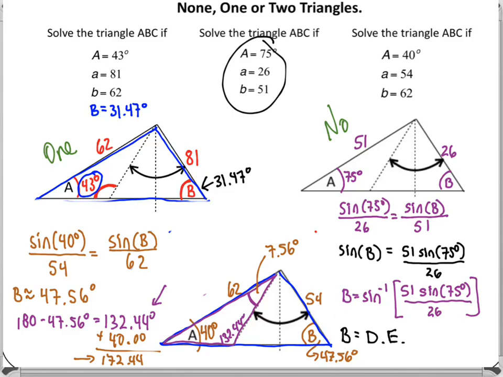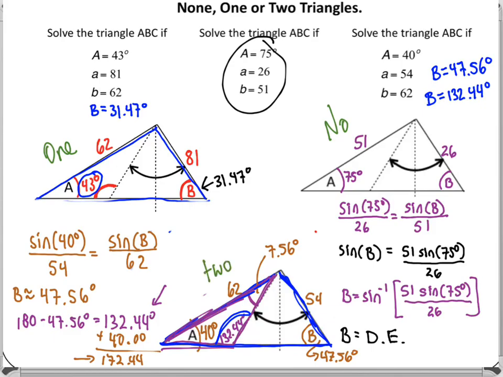So there are two possible triangles. There is a possible triangle, the blue one, where B happens to be an acute angle. So we would have B can equal 47.56 degrees. Or B could be an obtuse angle from this triangle right here, okay? And that will give me B could also be 132.44 degrees, okay?